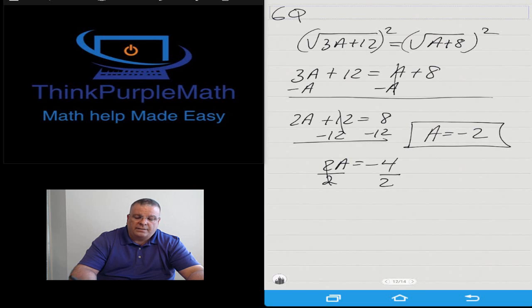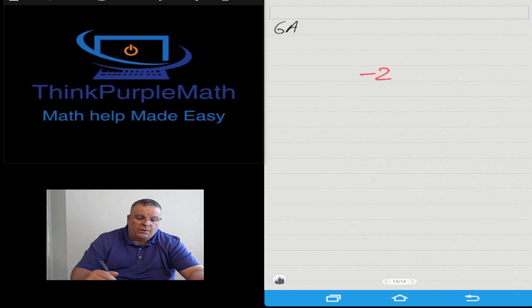And that, my friends, is your final answer. I'll give you a moment to look at that a minute before I move on. I squared both sides and everything else was inverse operations. We're looking for a negative 2, and there we are, final answer.